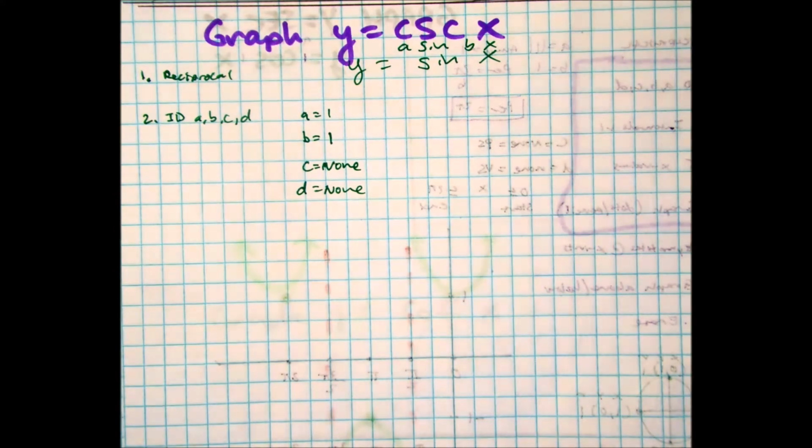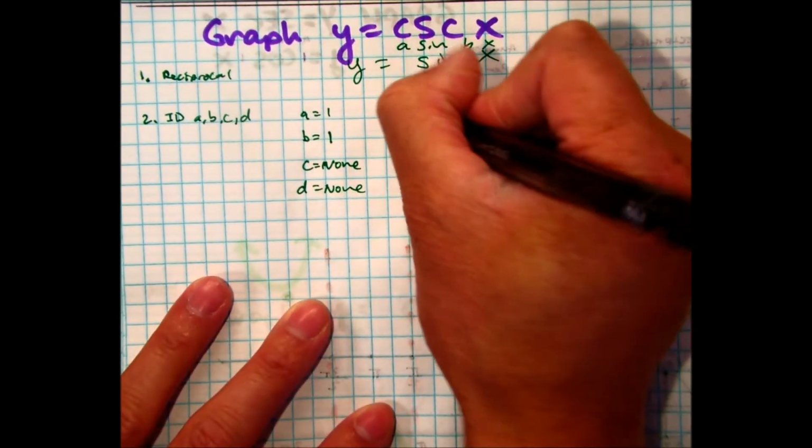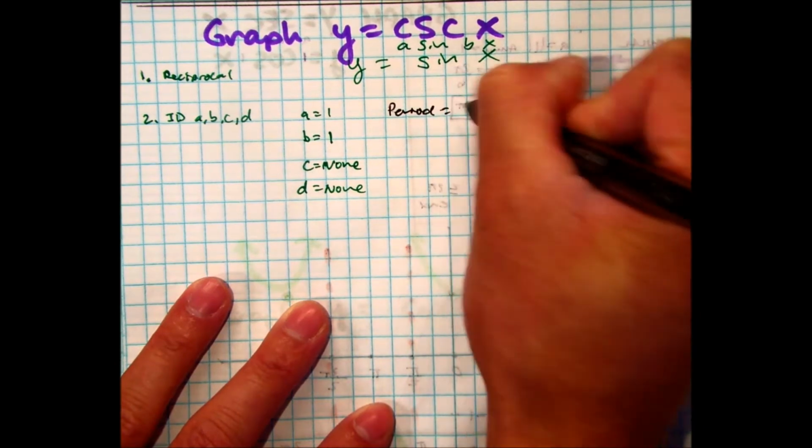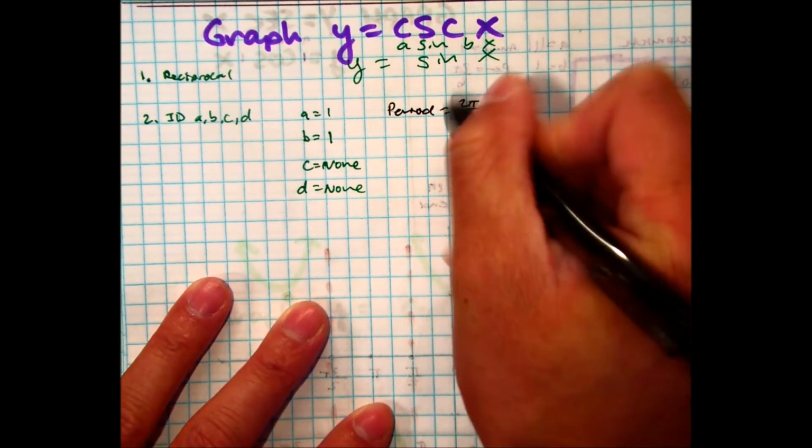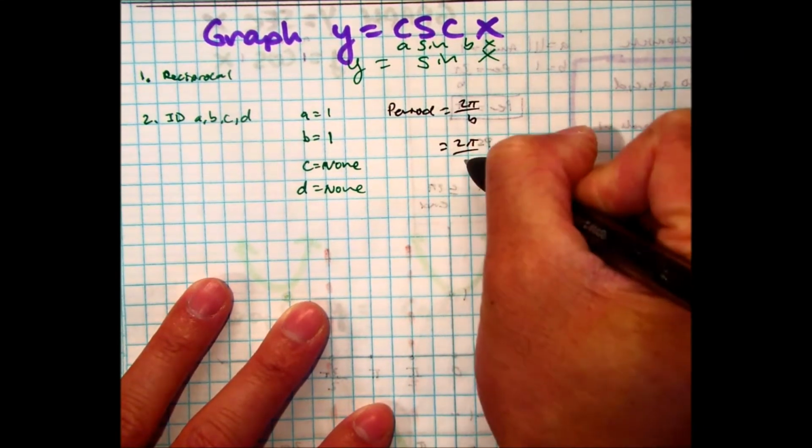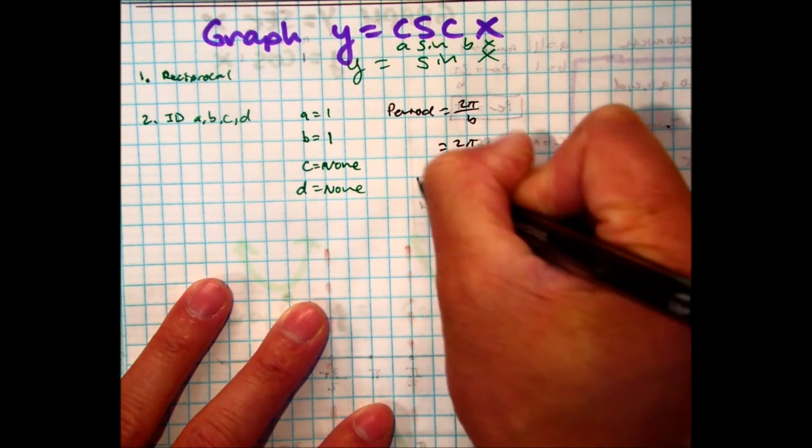Diego, what's the equation to find the period? 2 pi over b. So my b value is 1. So my period is just going to be 2 pi.